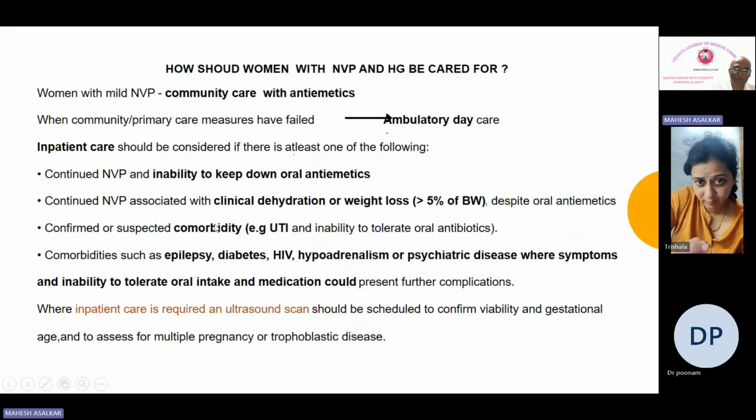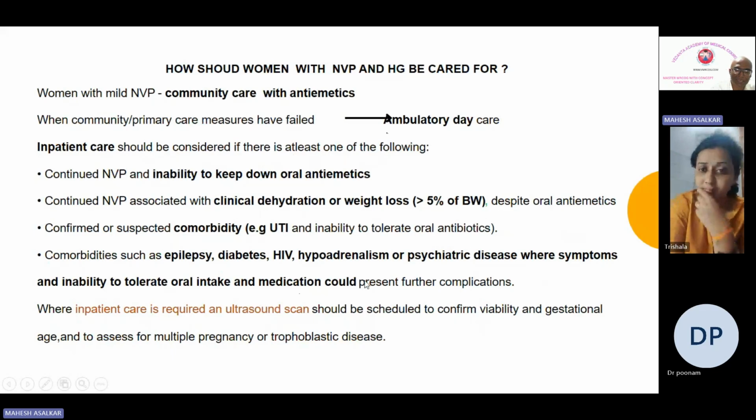Confirmed or suspected comorbidity like UTI, inability to tolerate oral antibiotics, etc. There is a comorbidity like epilepsy, diabetes, etc. So any other medical disorder is associated for which she is taking medicine, and because of hyperemesis she cannot tolerate the medicine, and otherwise there is a risk that this particular condition will get worsened. So we need to hospitalize this patient for that purpose. Okay, so you need to understand the indications for inpatient care.